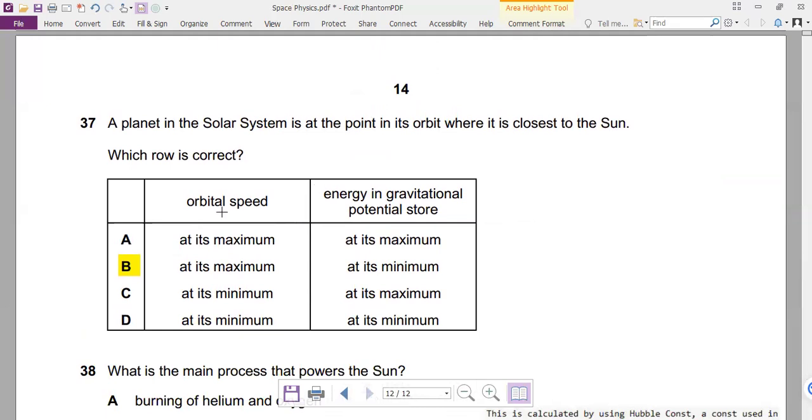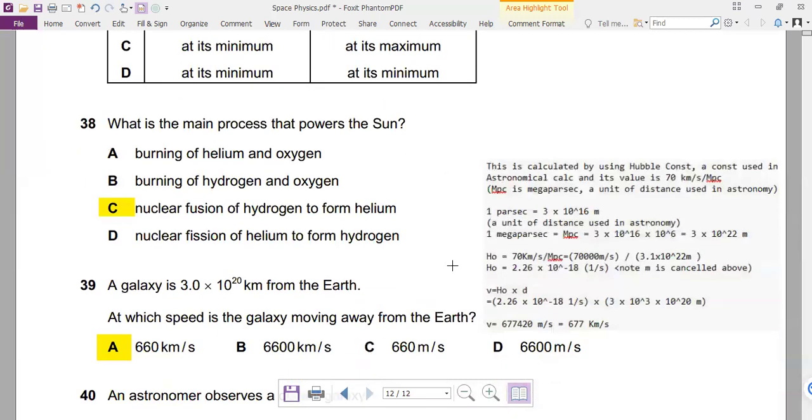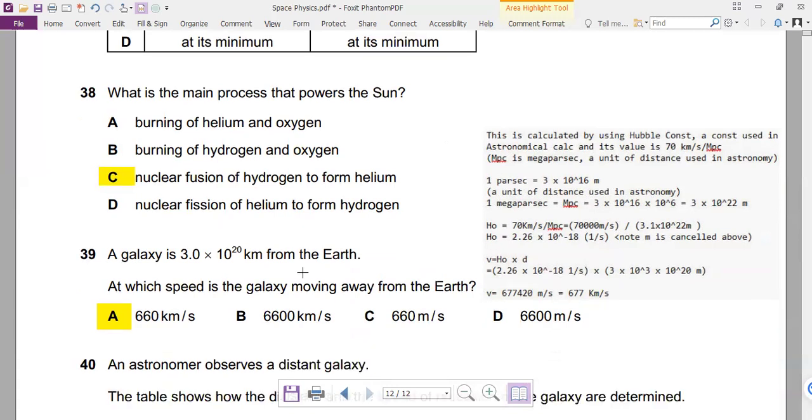Closest to the Sun means it will have the maximum orbital speed. So its orbital distance will be small, it will take less time to cover this at maximum speed, and its energy will be minimum because its distance from the Sun is less. What powers the Sun is nuclear fusion.